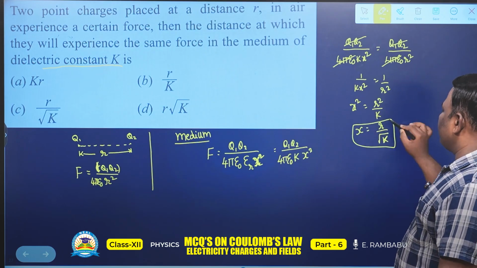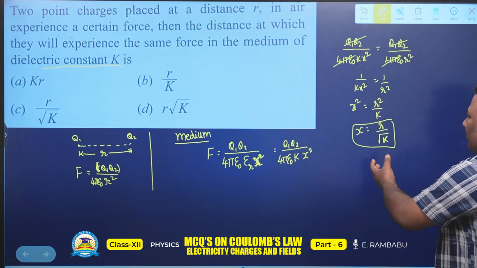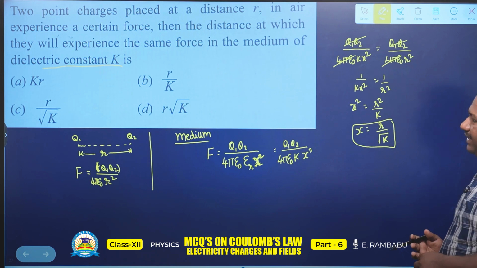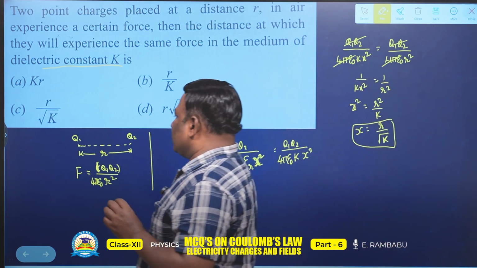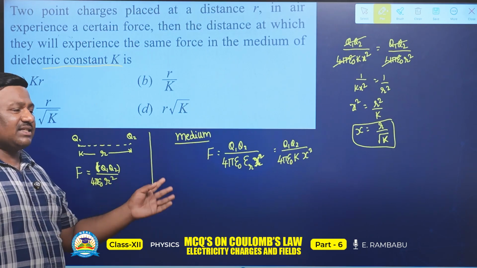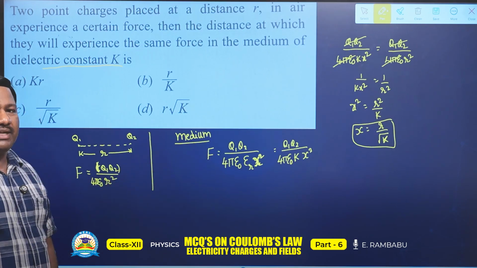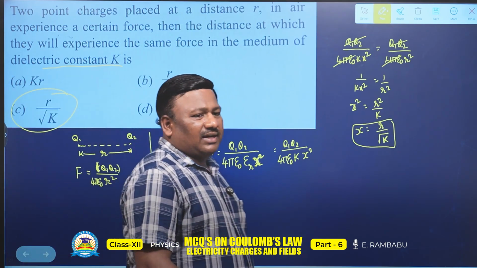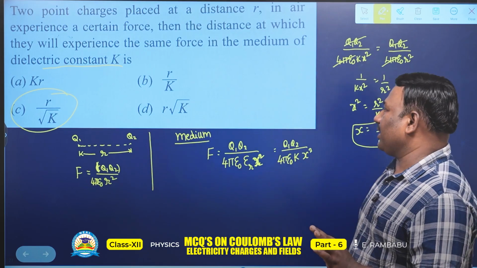The distance in the medium is equal to the free space distance divided by root K. So like that we find the distance between the charges in free space equivalent to the distance between the charges in the medium when both experience the equal force. Option C is the answer. x is equal to r by root K.